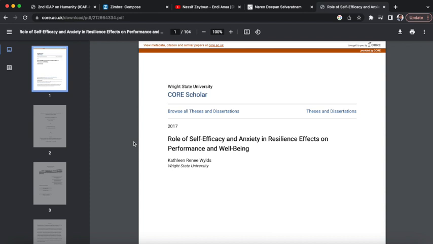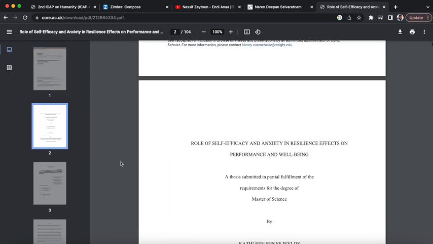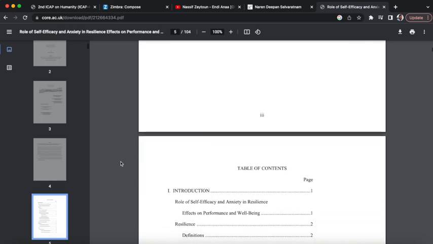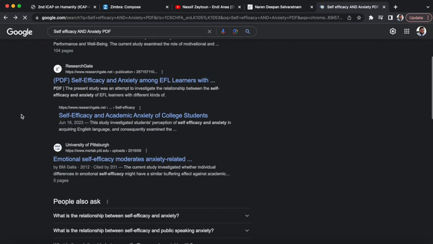Okay, now this one is a dissertation. How do I know? Because it says the title, it says Kathleen Renee Wills, Wright State University, and it's Browse all theses and dissertations. Now, yes, you can find information from dissertations as well, but then again, it's a bit of a process. So I'm not going to go through a dissertation. I need research papers. Okay, we have ResearchGate here.